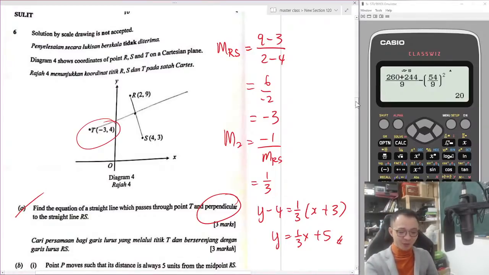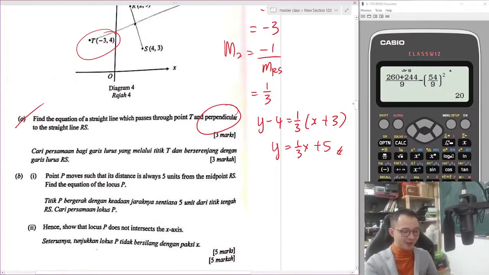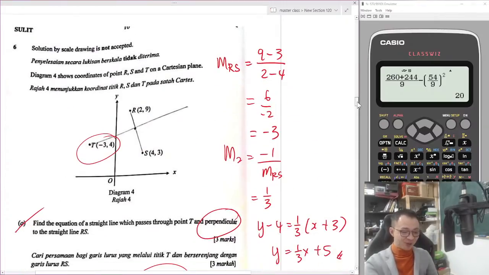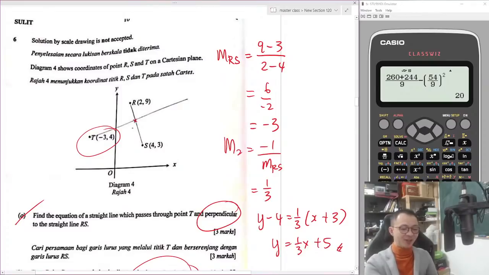Okay, then what do we do about part B? The point P moves such that its distance is always 5 units from the midpoint of RS. Find the equation of P. So always 5 units, basically you know it's a circle, right? Yeah, the radius is 5. So this one is basically the locus. Okay, and then what is my center point? My center point will be the midpoint of RS, which is a point I need to find.